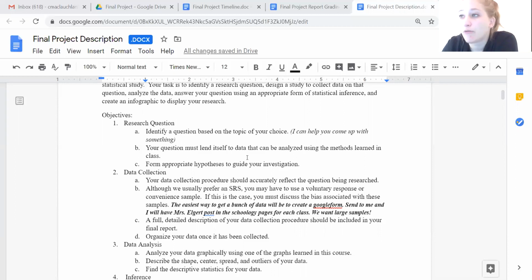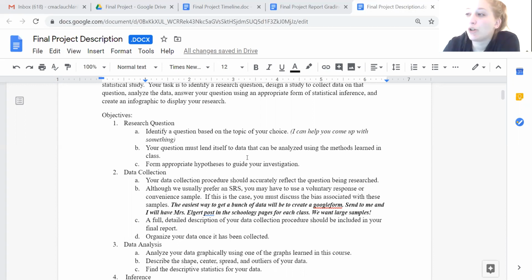So then you're going to form your appropriate hypothesis, make sure you state the null, alternative, all that stuff. And so then you're going to collect your data. And you know that simple random sample is the best, but that's not always the easiest thing to do. And so in our case, we're probably going to be having a survey, so that would be a voluntary response. It could also technically be a convenience sample. Let's say you only sample people that go to your church or at your job.